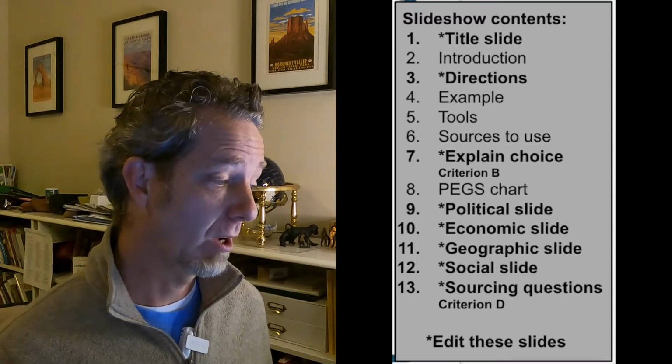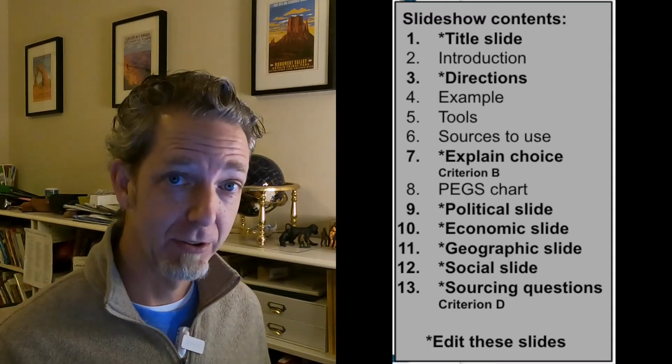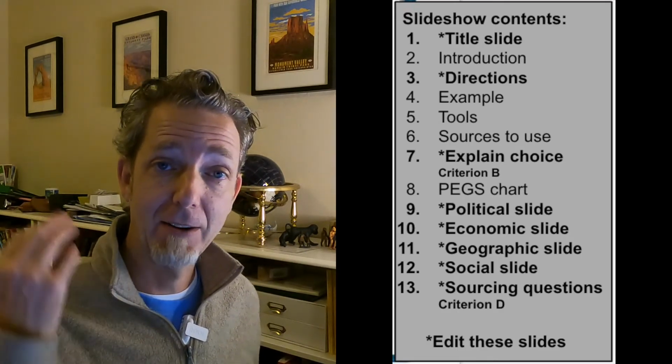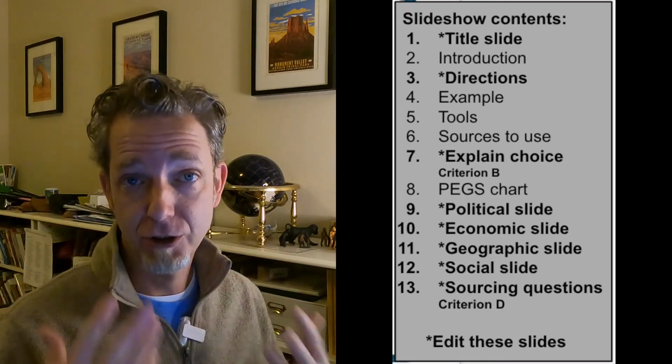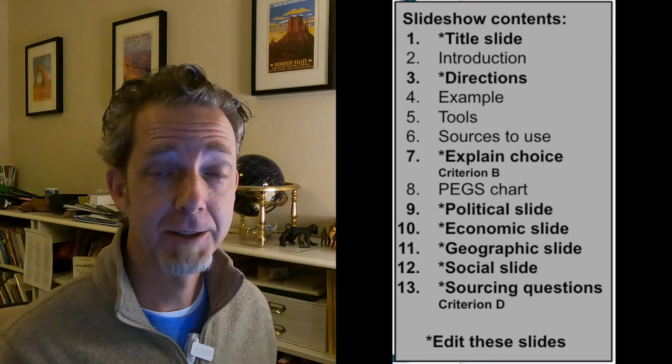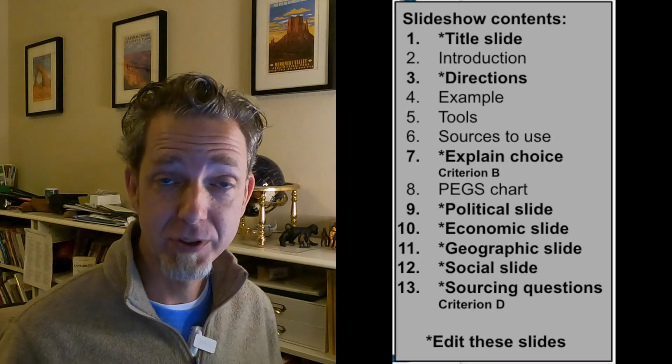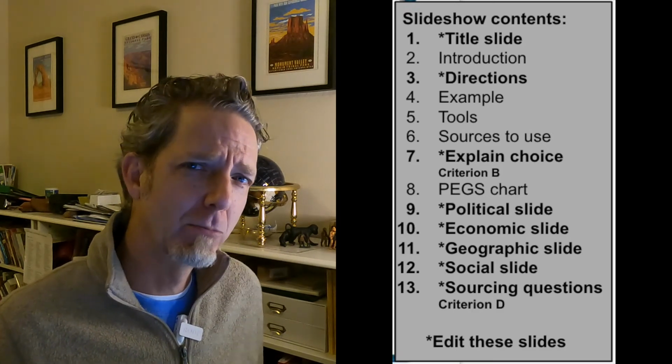9, 10, 11, and 12, you're going to be telling me about your PEGS, your social, your political, your economics, your geographic. You're going to have pictures and words in there to show me something about that civilization. Slide 13 is your sourcing questions, telling me about your sources and why you chose them, why they're significant, and why they're important to you.